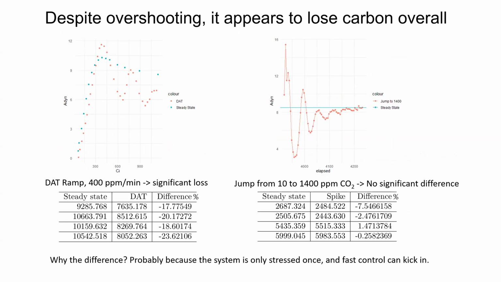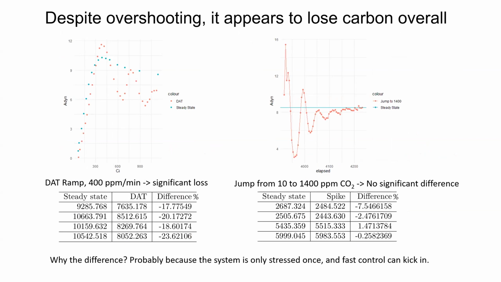Neither option gains any carbon over the steady state. In fact, the ramp loses a ton, 20%-ish. So you're just borrowing carbon from the future. It doesn't actually beat TPU limitation when looked at with a long eye.